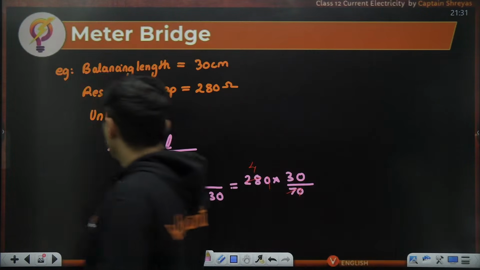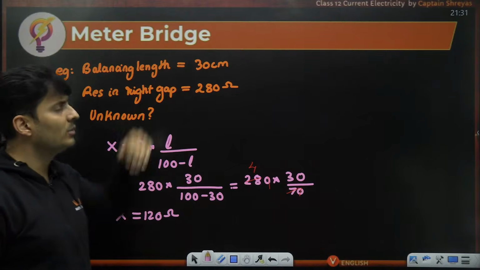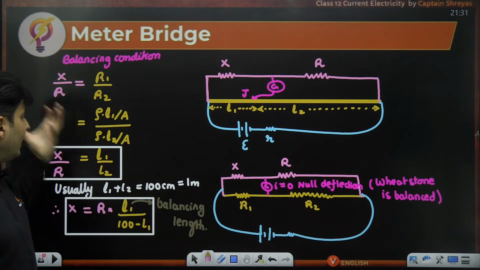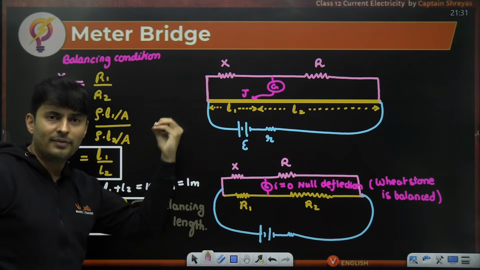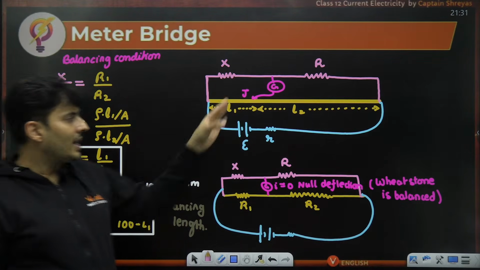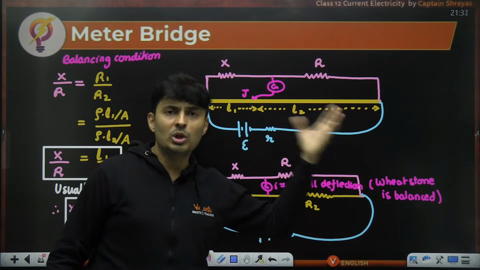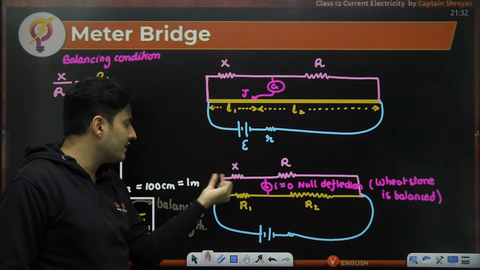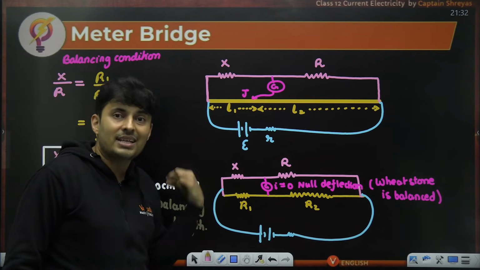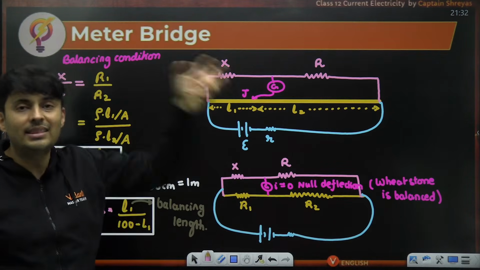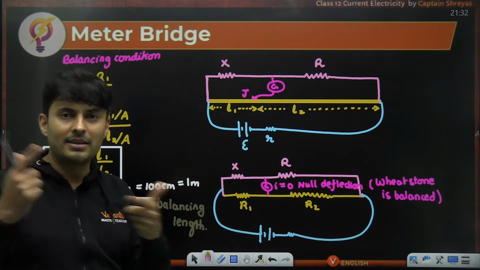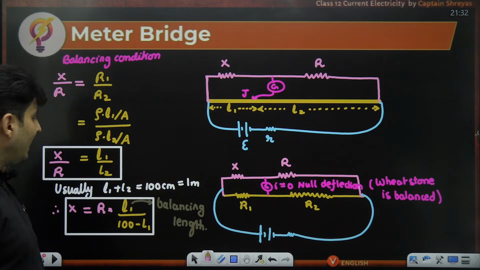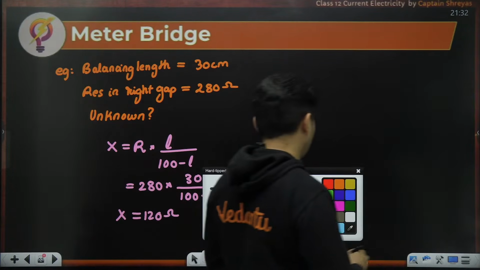Say for example, in this case, the balancing length was 30 centimeters. They might tell you there is an end correction on the left side of 1 centimeter, and on the right side an end correction of 2 centimeters. Meaning you have to accommodate that extra resistance. That extra resistance is given to you in terms of length, because length and resistance are proportional to each other. So you might get some kind of end correction as well.